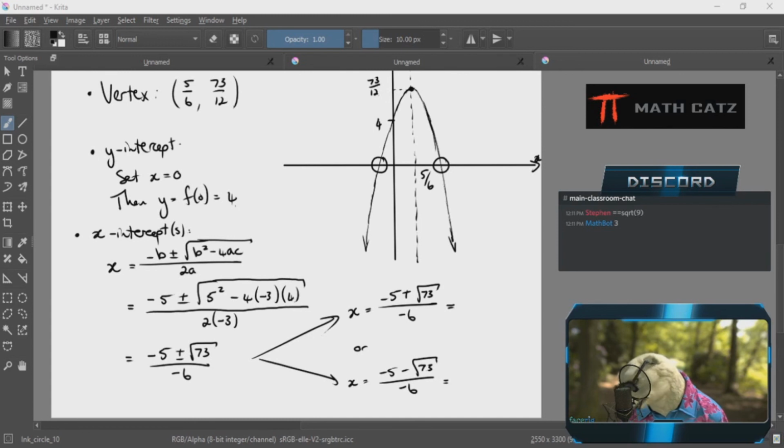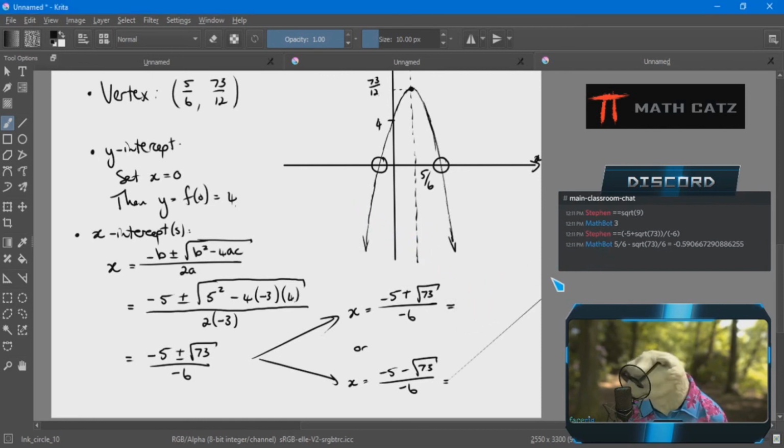So it's going to be now brackets, right? Negative 5 plus square root of 73 bracket divided by bracket negative 6 bracket. Let's see what MathBot does there. Can anyone confirm MathBot's answer for the top one as negative 0.590667 blah blah blah, which we can round to negative 0.59, I'll say 0.7.